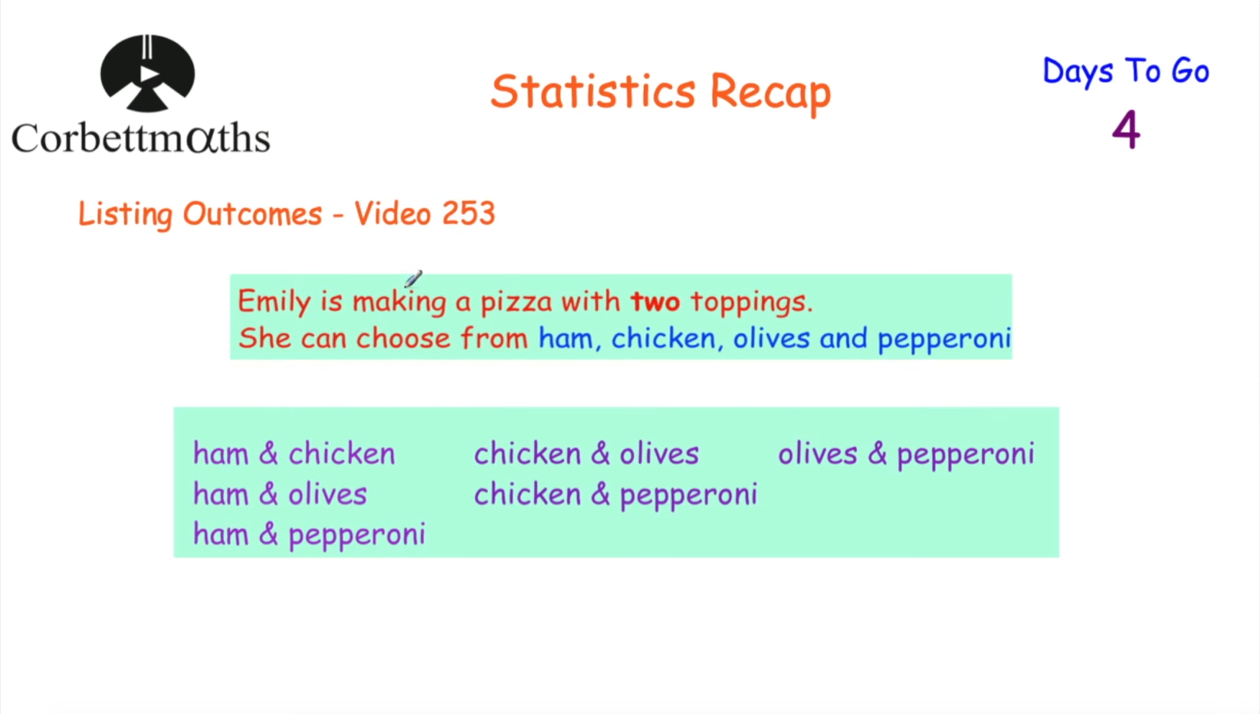Okay, next. You may be asked to list outcomes. So for instance here, Emily's making a pizza and she's going to choose 2 different toppings, and her choices are ham, chicken, olives and pepperoni. So in terms of listing her outcomes, make sure you work systematically. So do ham and chicken, ham and olives, ham and pepperoni. So we've done all the ones with ham. Now chicken and olives, chicken and pepperoni, and then olives and pepperoni. So make sure whenever you're listing outcomes, you're working systematically. You're not just jumping around randomly when you're listing your outcomes.